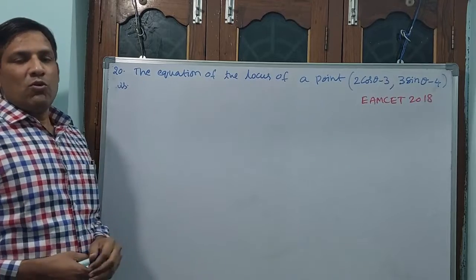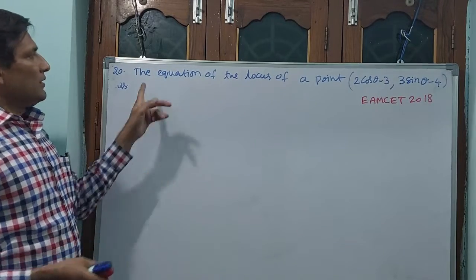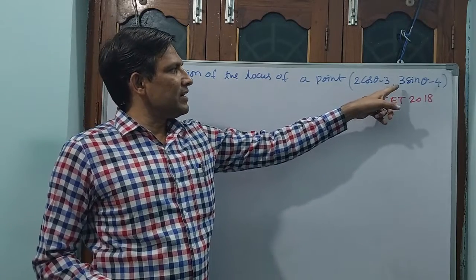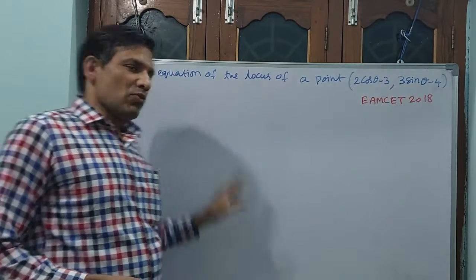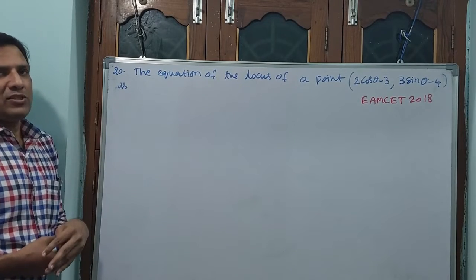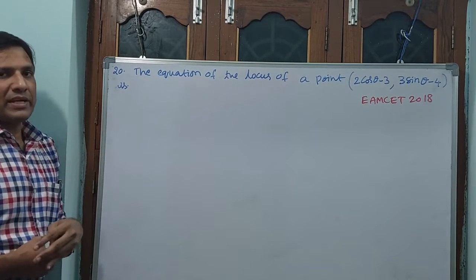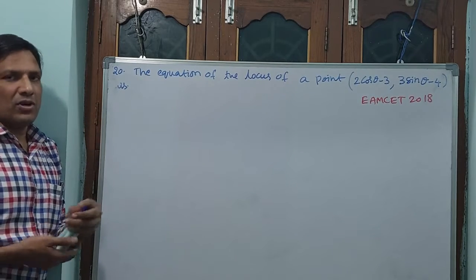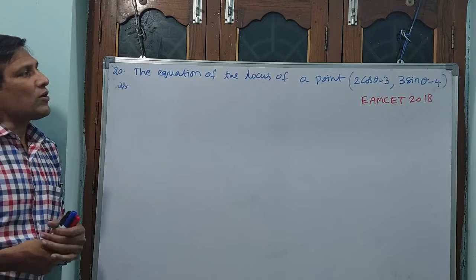See, question number 20. The equation of the locus of a point (2 cos theta minus 3, 3 sin theta minus 4) is, as they have mentioned. How can we proceed? Such questions come in your examination. This was asked in EAMCET 2018. Simply, one point they have given, and they are asking us to find the locus. How are we going to find it?